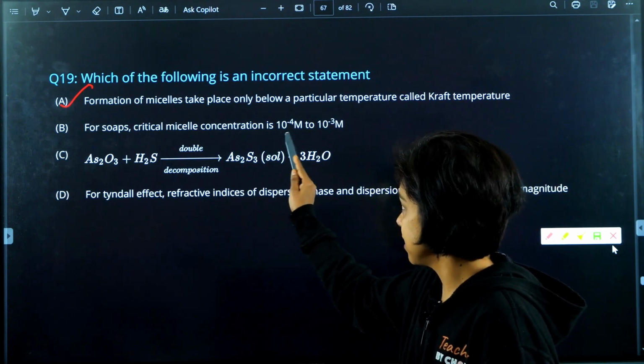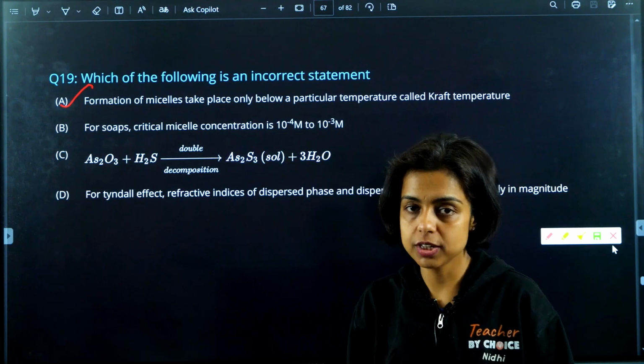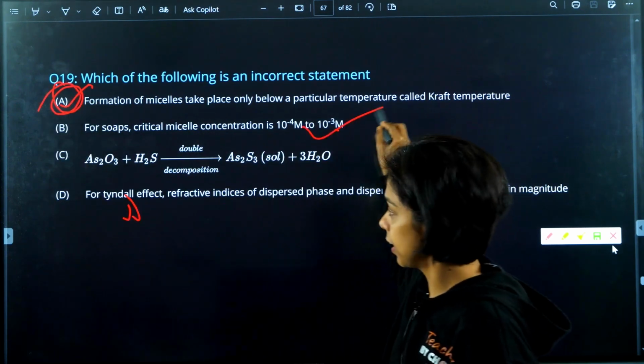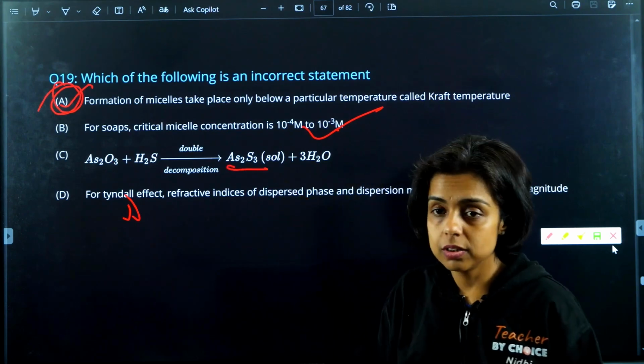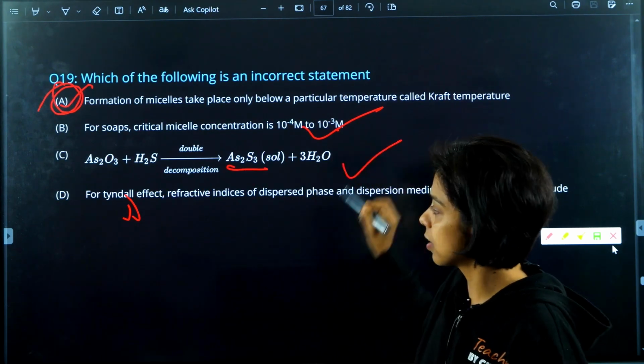First, so CMC is this. Yes, there is a critical micelle concentration above which the micelle formation takes place, and that is the correct statement. Okay, arsenic sol. This is the way we form the arsenic sol, right? Arsenic oxide with H2S. This is also a correct reaction.